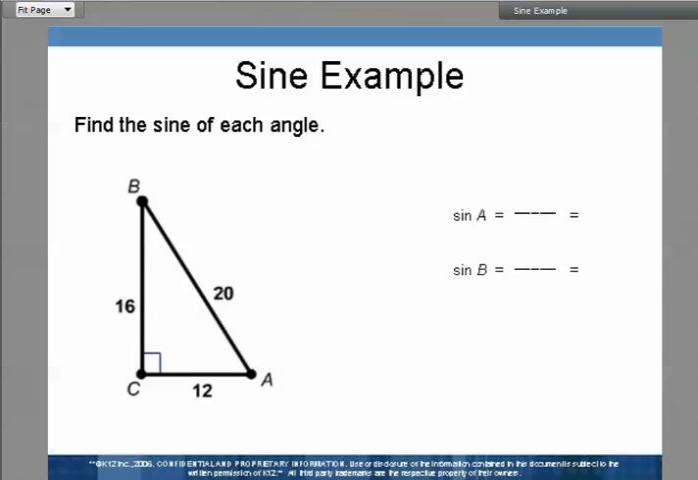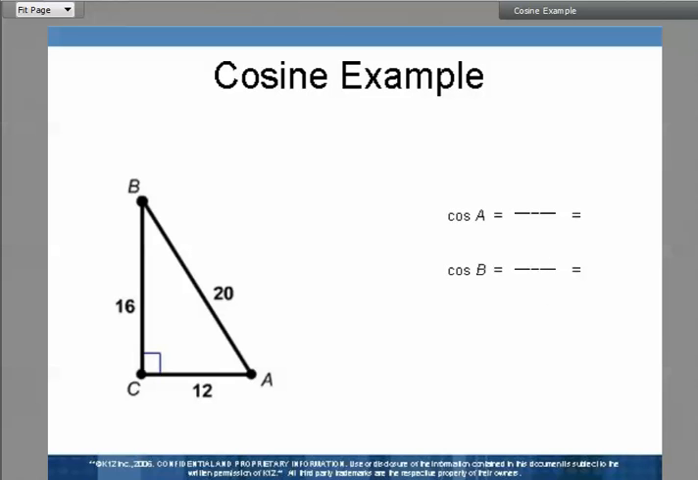So let's find this one. What is the sine of angle A? Well, it's going to be 16 divided by 20. I take the 4 out of that, and I get 4 over 5. What's the sine of angle B? It's going to be 12 over 20. It's 6 over 10. Okay? How about this one?